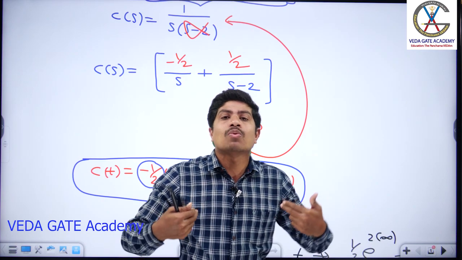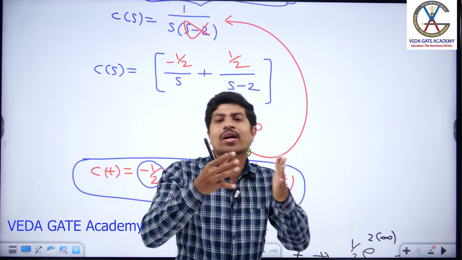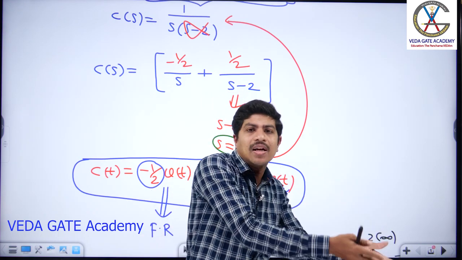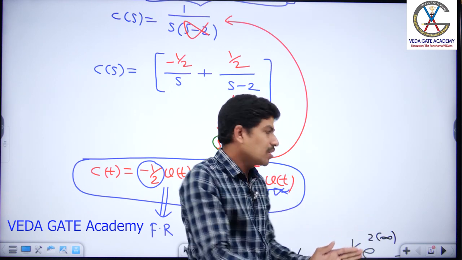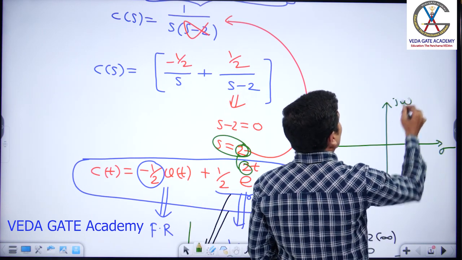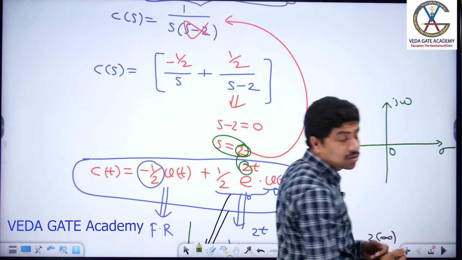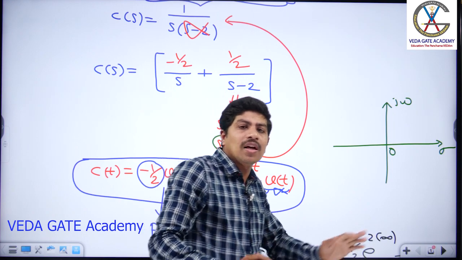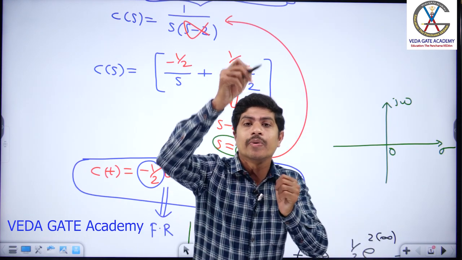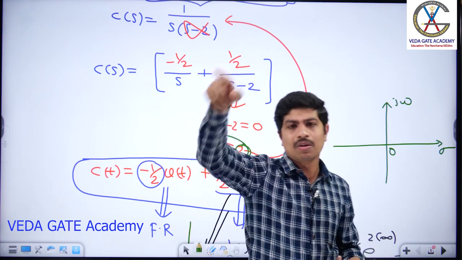Therefore, I want to find all the poles of a given system and their locations. We need to find all the poles and pole locations in the s-plane. If all the poles are in the left half of the s-plane, take this as the s-plane, this is sigma, this is j omega, this is the origin. All left values will be negative values, all right values will be positive values. If all poles are in the left half of the s-plane, then all exponentials are negative, and as t tends to infinity, all exponentials will become equal to 0.